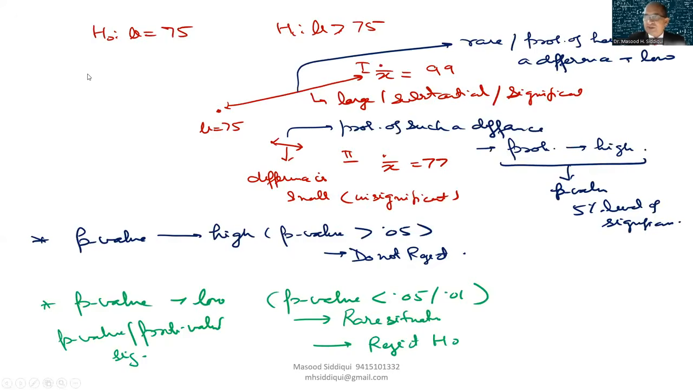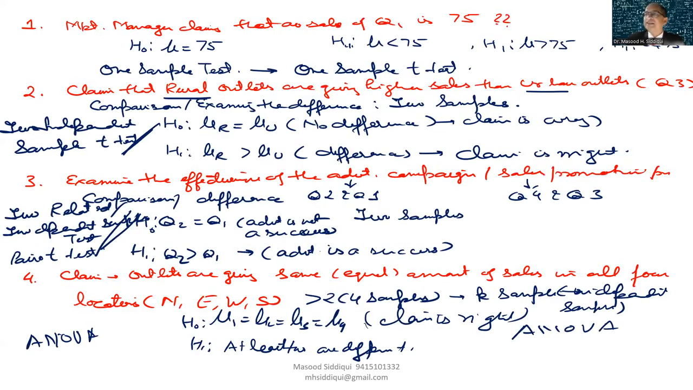Now we are moving forward, and we are considering the second situation. Remember, the second situation was related to the comparative analysis of rural and urban area. So here, let me show you that part also. This is the case that we were discussing. The claim is that rural outlets are giving higher sales as compared to urban outlets. Just for the demonstration purpose, I am doing this for Q3, the third quarter sale. You can repeat it for Q1, Q2, and Q4.